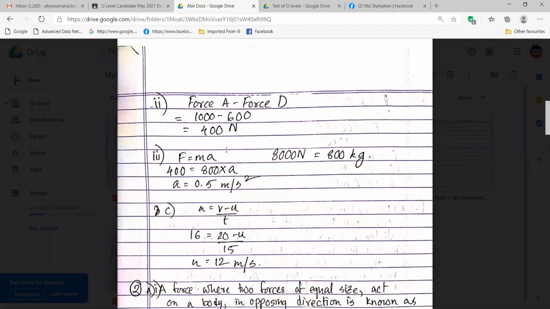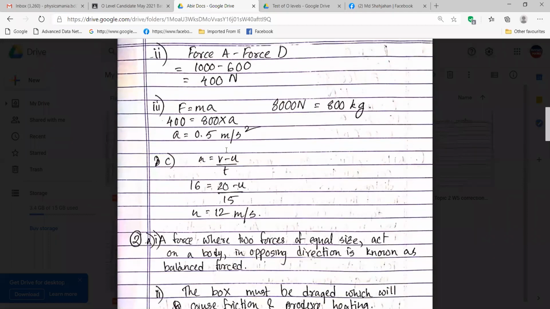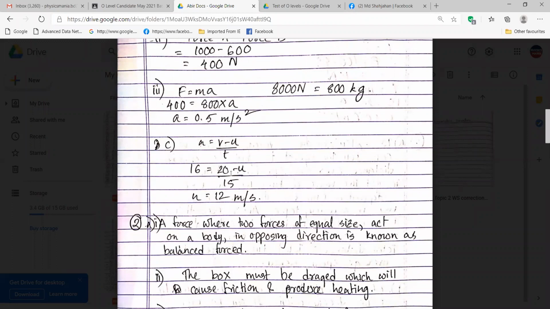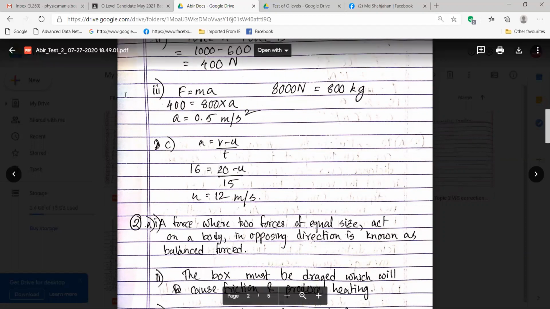All your MCQs are correct. There was a mistake here, in 1C. You wrote here 16 for acceleration, and you wrote here time is 15. If you are calculating this, then the answer is coming 12. Is it coming really? Let me check that. Can you check whether the answer is coming 12 or is coming different?